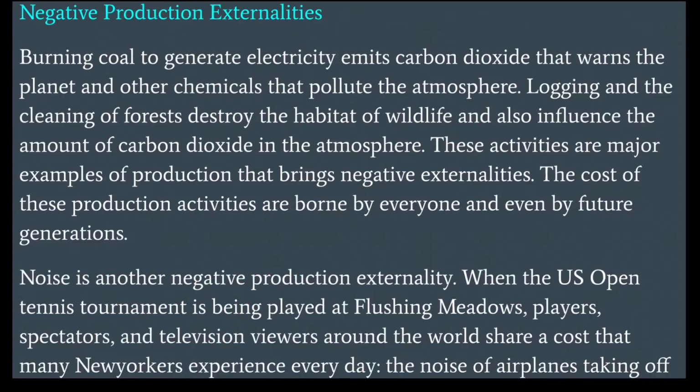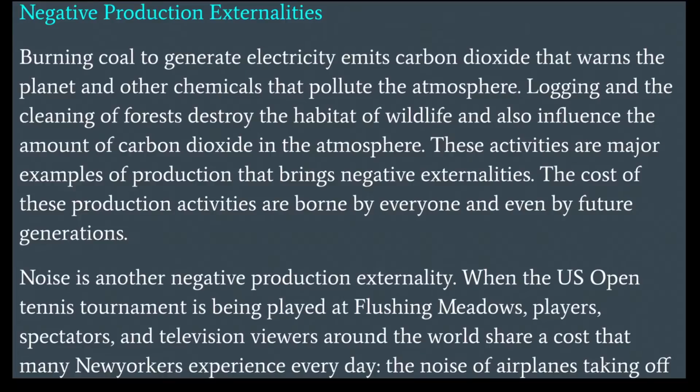Negative production externalities. Burning coal to generate electricity emits carbon dioxide that warms the planet and other chemicals that pollute the atmosphere. Logging and the clearing of forests destroy the habitat of wildlife and also influence the amount of carbon dioxide in the atmosphere. These activities are major examples of production that brings negative externalities. The costs of these production activities are borne by everyone and even by future generations.